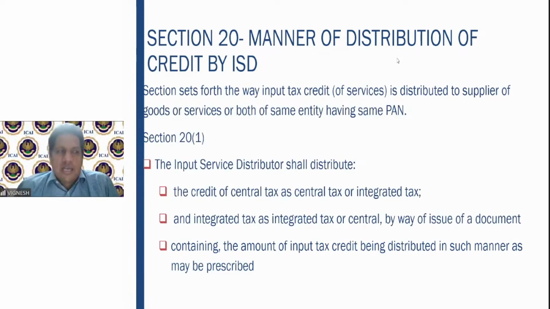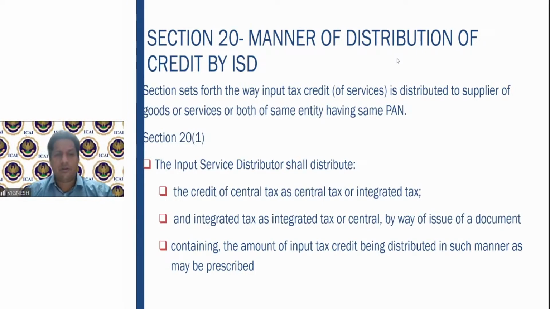So many expenditures are there, like internet services, broadband services, transport services, etc., wherein the same entity having the same PAN has multiple GST registrations, and the section sets forth the way in which the credit is distributed. So what does the section say? It says the input service distributor shall distribute the credit of central tax as central tax or integrated tax as integrated tax or central, by issue of a document containing the amount of input tax distributed in such manner as may be prescribed.